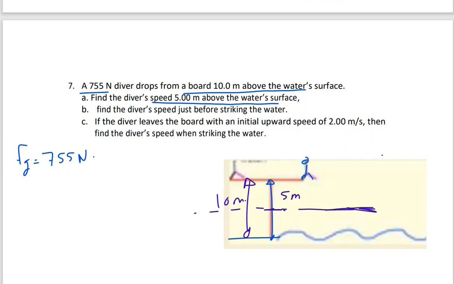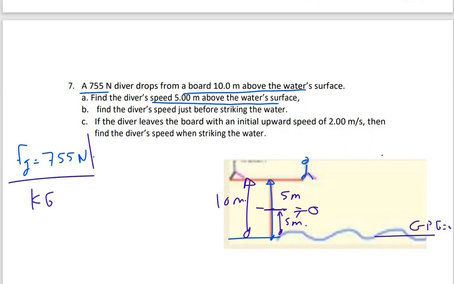Here now. Here, and also here it will be what? 5 meters. I'm going to take this one, the gravitational potential energy here is 0. So the conservation of energy: kinetic energy initial plus potential energy initial equals kinetic energy final plus potential energy final.